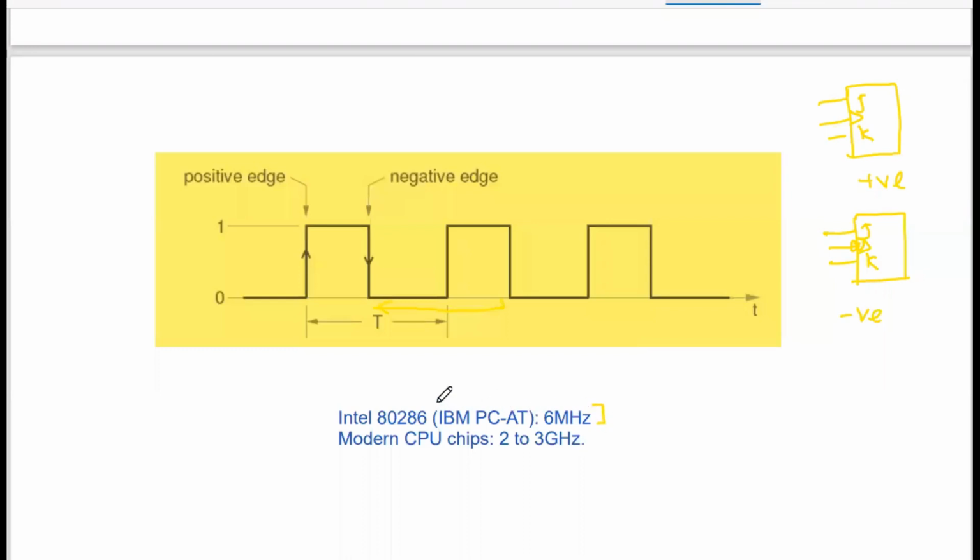8086, which is the previous one, and this is your modern CPU chips in your mobiles and laptops. They have a speed of 2 to 3 gigahertz. So when we talk about gigahertz, that means the clock on which it is actually operating.